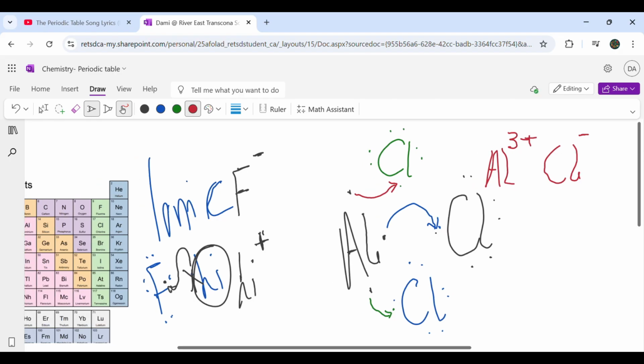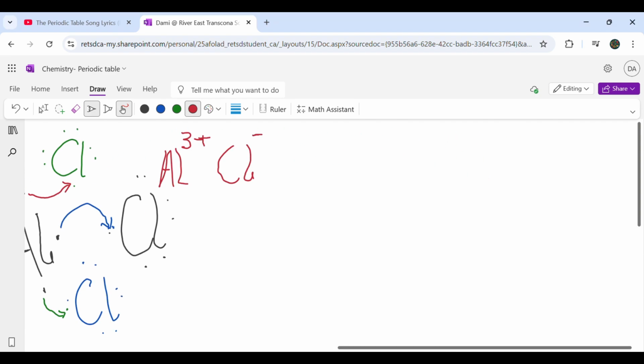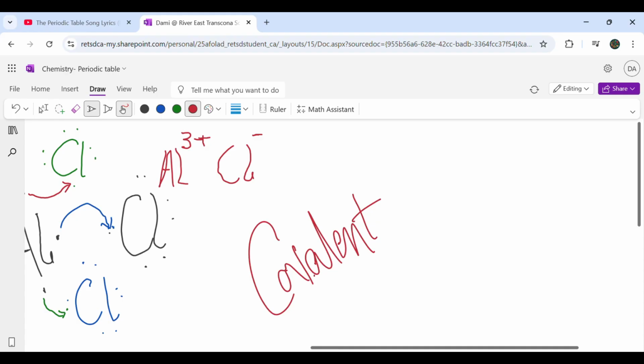Okay, covalent bonds, not electrons. Before we move on to covalents, aluminium gives 3 electrons to chlorine, and now both are stable. This forms AlCl3. Why? Metals want to lose electrons to empty their outer shells, and non-metals want to gain electrons to fill theirs.